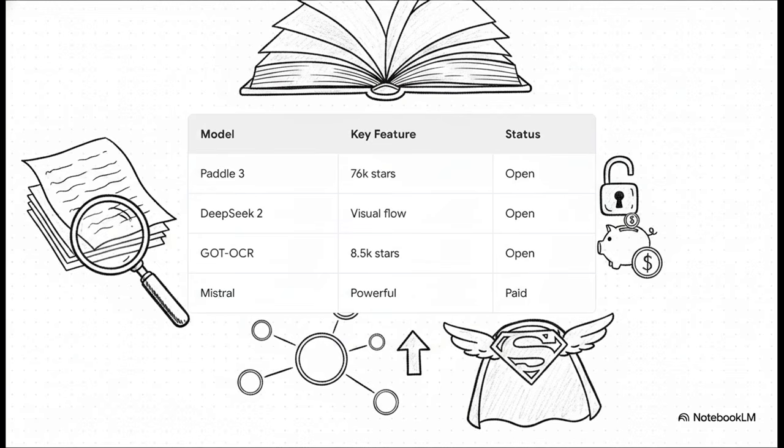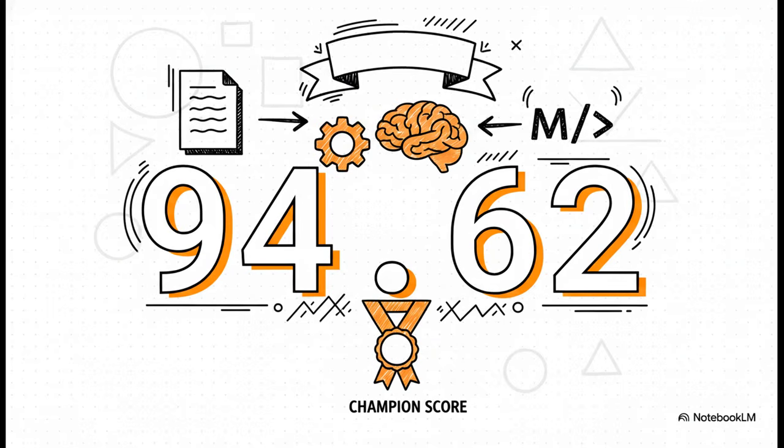Now, you might be thinking, what about Mistral OCR? And yeah, while Mistral currently dominates in sheer power and benchmark scores, it's a paid, closed service. If you want true, completely off-the-grid privacy, that forces us to look for a specialized open-source hero. Enter our champion, GLM-OCR. This thing is an absolute beast.